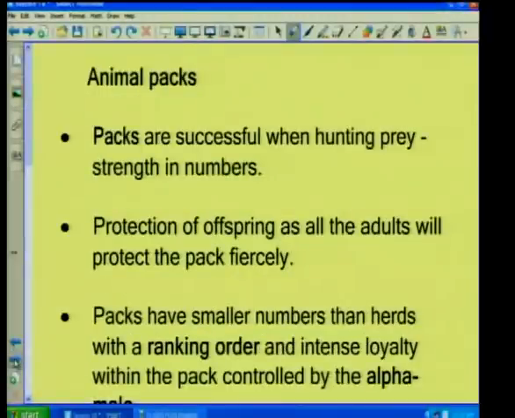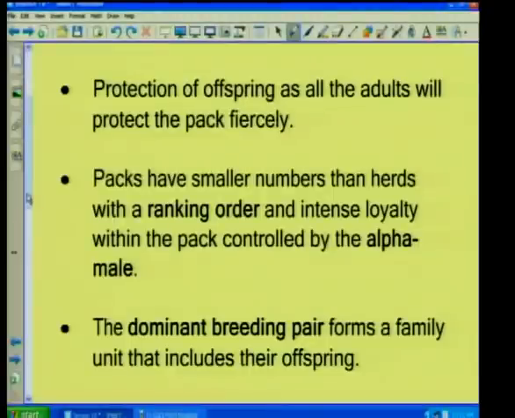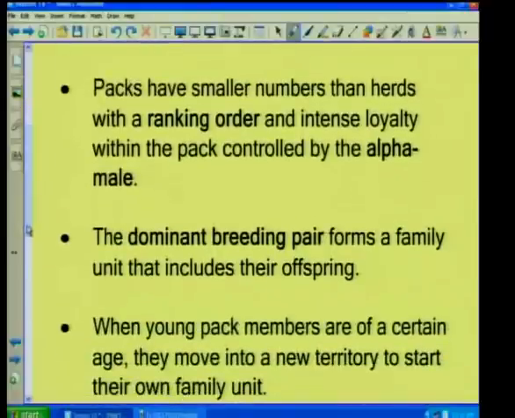Okay, animal packs. Now, animal packs are incredible, because if they're hunting packs, like your wolves, like your wild dogs, they are far more successful than one or two working together. Here you've got a whole pack, and they are very, very successful hunters. Also, very protective of their offspring, okay? And your packs have smaller numbers than herds, and there's always a ranking order.